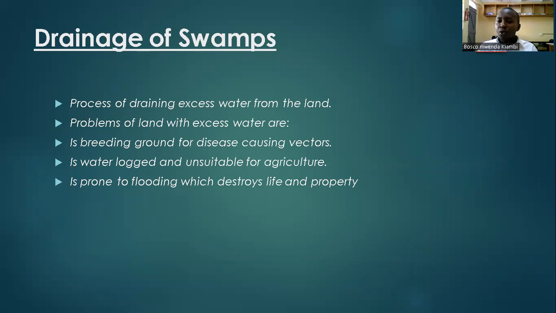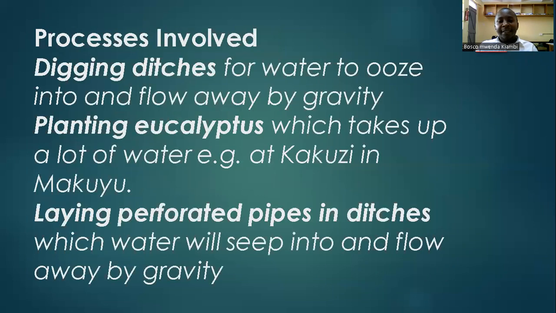The waterlogged land is also not suitable for agriculture. And also those areas are prone to flooding. So we have to come up with ways of ensuring that the waters are removed. And the process will involve digging ditches for water to ooze out or to flow away under the influence of gravity.